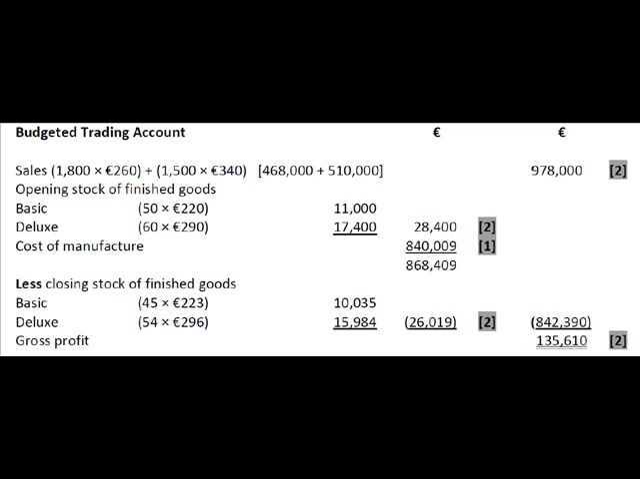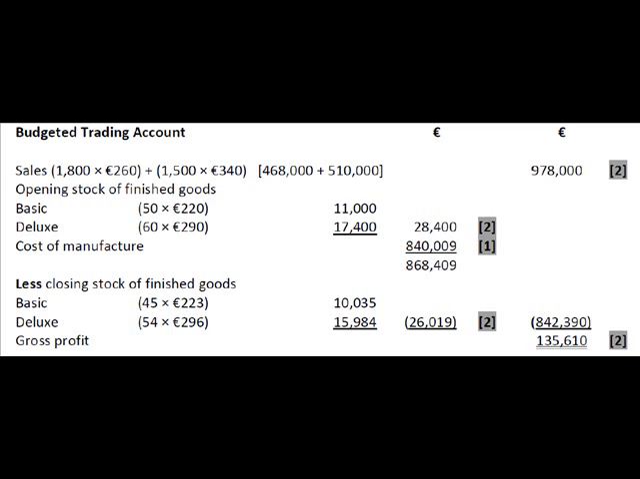Just accept the figures this time, and in fact in some exams they'll tell you the cost of your closing stock. So our closing stock is 26,019. So our cost of sales is 842,390, giving us a gross profit of 135,610.